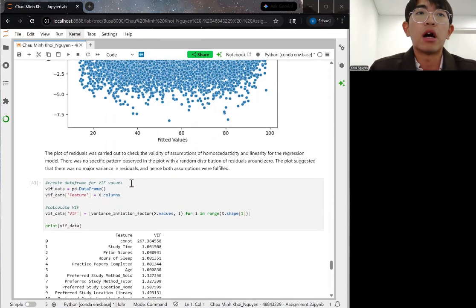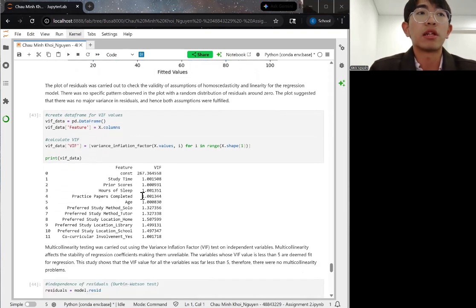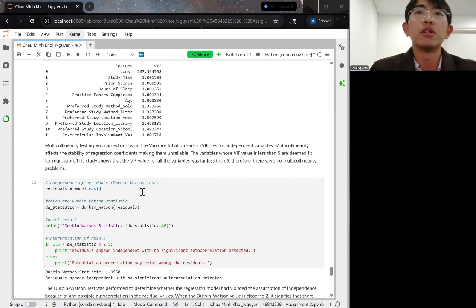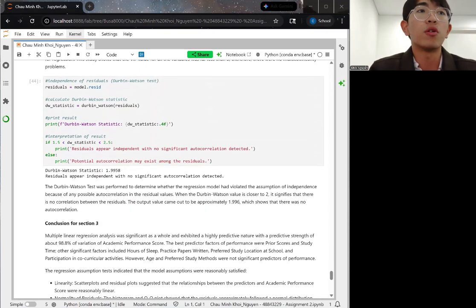The VIF testing shows that all the predictor variables were below 5, indicating no severe multicollinearity issue. Lastly, I do the Durbin-Watson test. The value was approximately 1.99, suggesting that the residuals were independent and no significant autocorrelation was present. Overall, the regression model was statistically reliable and suitable for explaining variations in academic performance score.